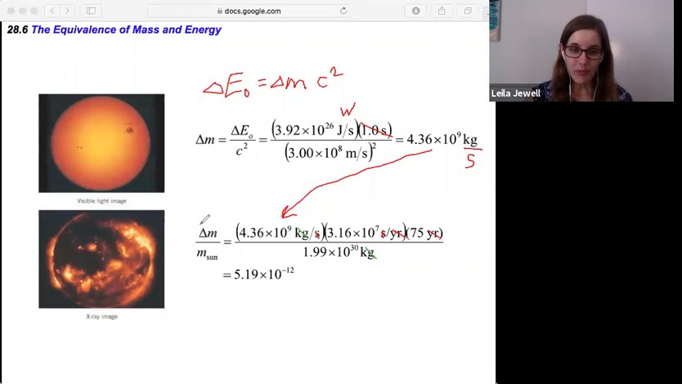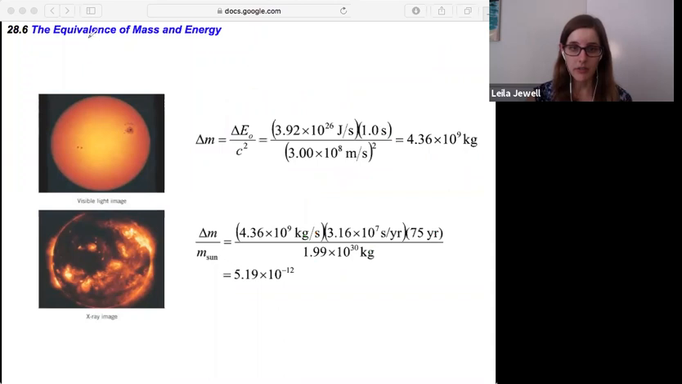So the fraction of mass that the sun loses in your entire lifetime is 5 times 10 to the negative 12. It's minuscule. I don't think I could even detect that, right? It's a crazy tiny amount, and that's because the sun is super massive. 1.99 times 10 to the 30 kilograms. So we don't need to worry about our sun giving up all its mass, but this highlights how if something is changing energy, it is also going to be changing its mass.